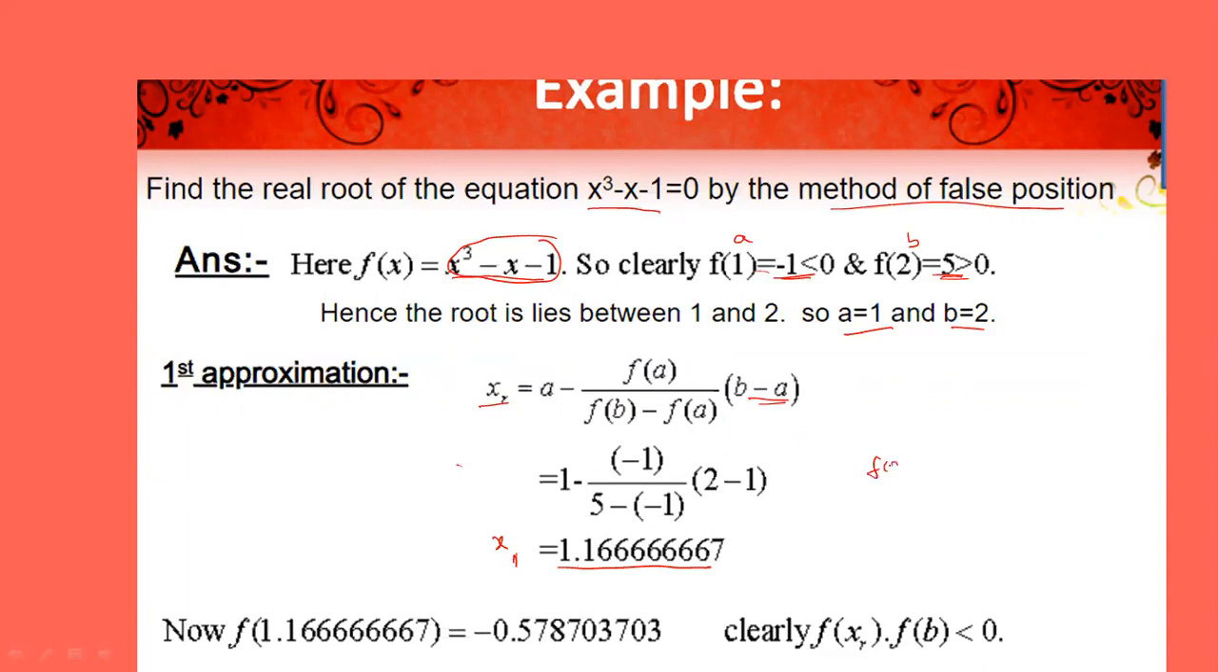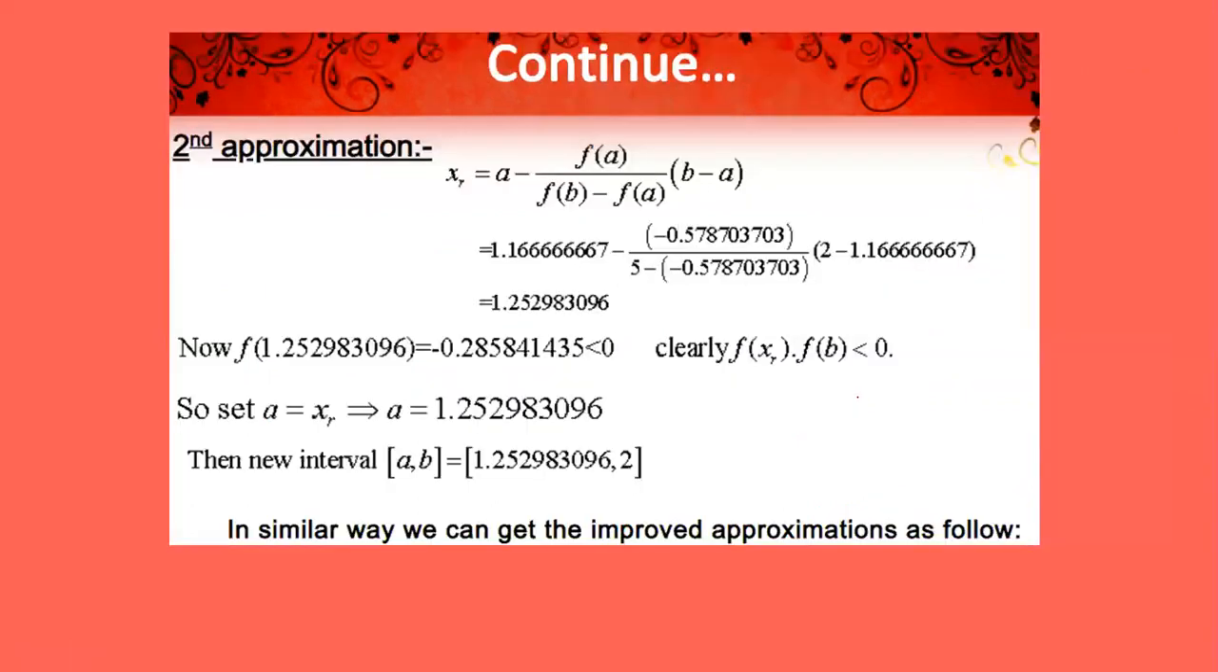Substitute this value in the place of x in f of x is equal to x cube minus x minus 1. Substitute your 1.166667 value in this equation. You will get minus 0.57870373, which is less than 0. The root always lies between a value less than 0 and a value greater than 0. So now your root lies between 1.166 and the positive value. What is the positive value? 2.